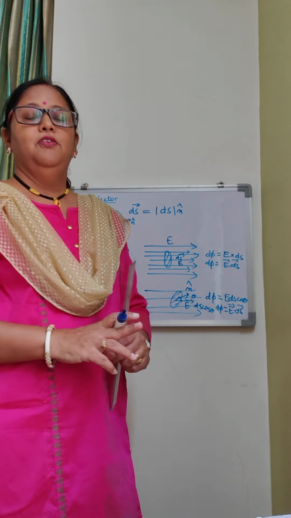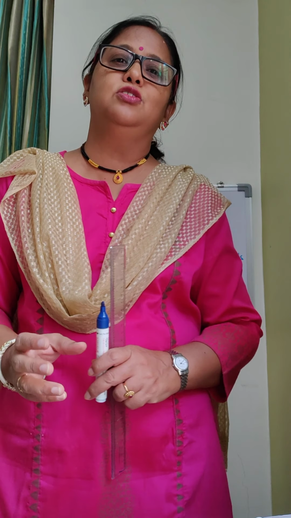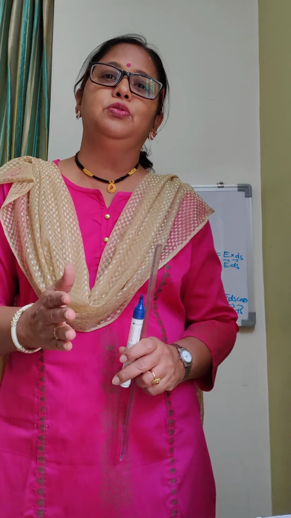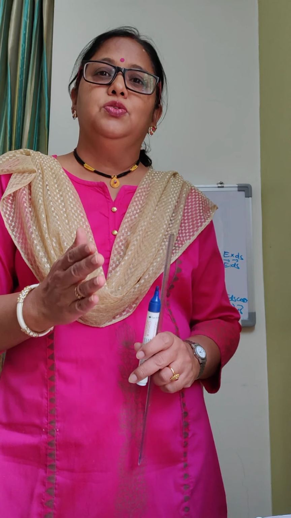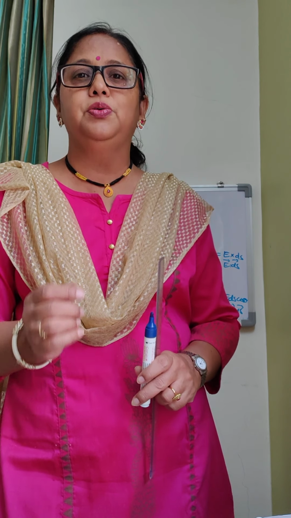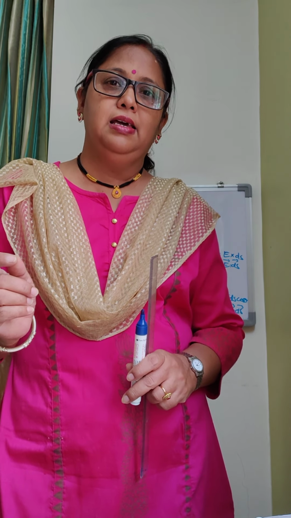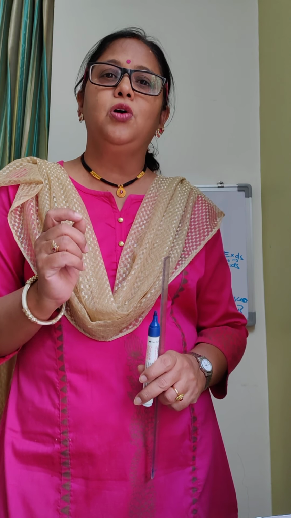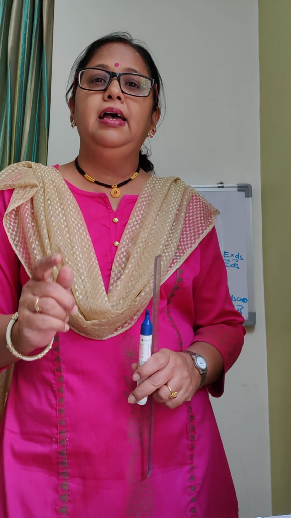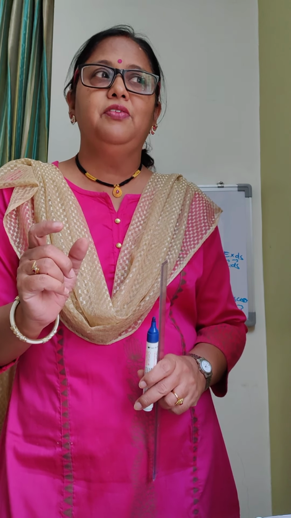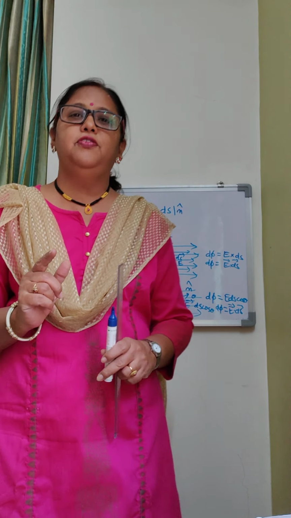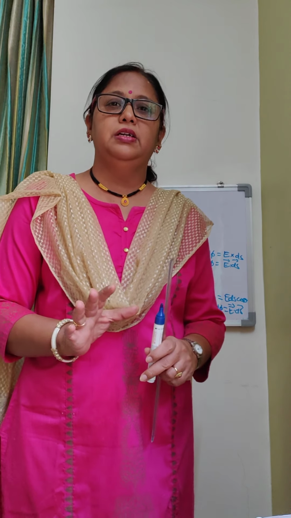So what is flux? Flux is the number of lines of force passing through a given area held perpendicular to the field. And the general formula for flux is d phi is equal to E dot ds. So flux is the dot product or scalar product of the electric field and the area vector. And since the dot product is a scalar product, the quantity flux is a scalar quantity.